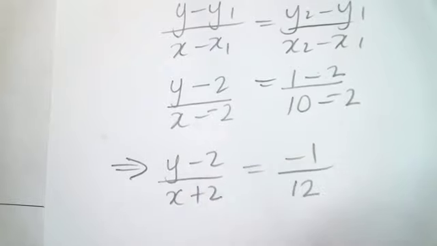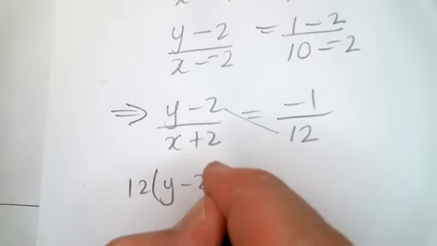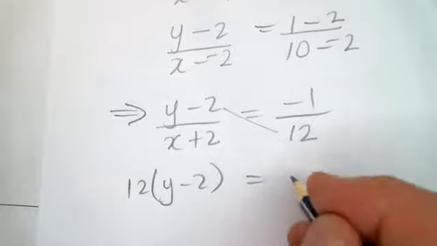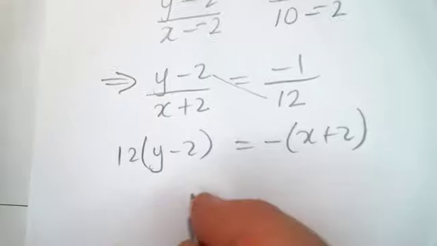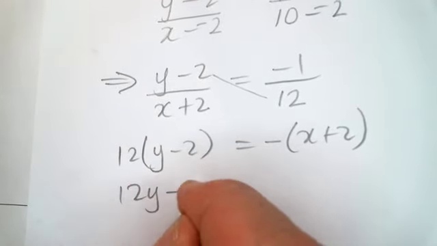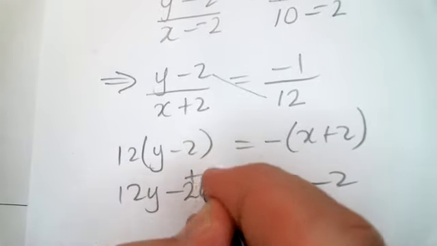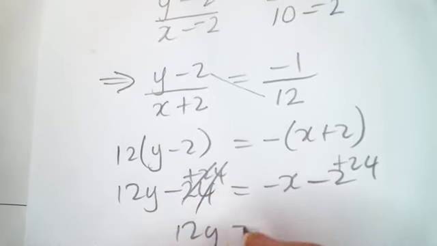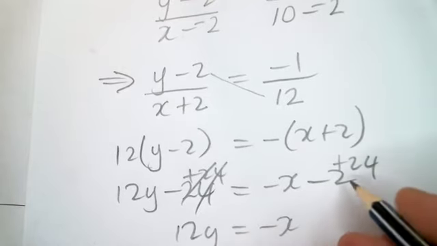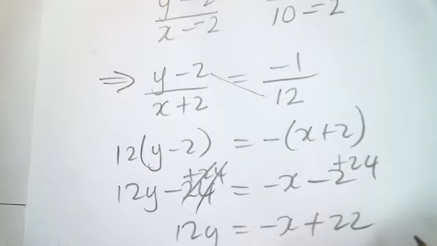I'm going to do a little bit of cross multiplying here. I want the y's on the left side, so I'm going to multiply across and leave all that on the left side. So I've got 12 times (y minus 2) is equal to -1 times this lot, so I'm just going to go -x minus 2. That'll do it. All right, let's expand this out. I'm going to end up with 12y minus 24 is equal to -x minus 2. Let's add 24 to both sides. There it is. So I've got 12y is equal to -x plus 22.